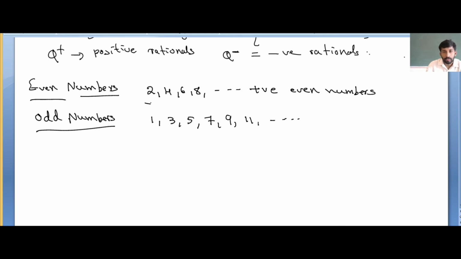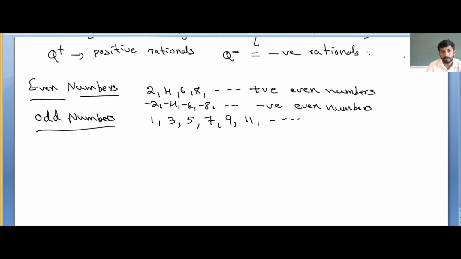Then minus 2, minus 4, minus 6, minus 8, and so on, we call negative even numbers. By this you can say that even numbers do not imply only positive integers. Even numbers can be plus or minus: numbers in the form 2, 4, 6, 8 or minus 2, minus 4, minus 6, minus 8 we call even numbers.